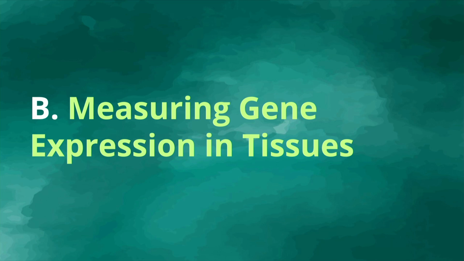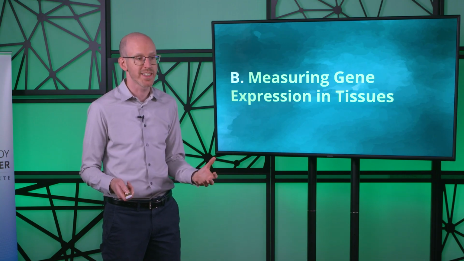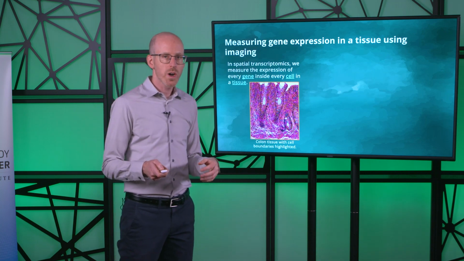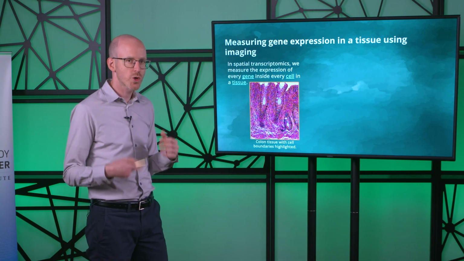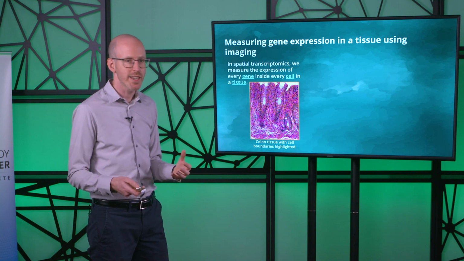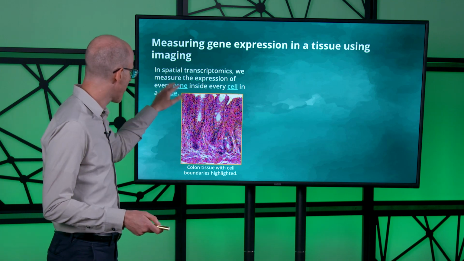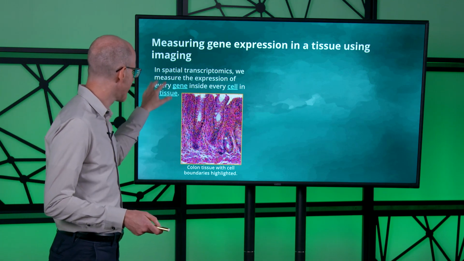Okay, so now that we've seen that gene expression programs are important in health and disease and can tell us a lot about what's going on in the tissue, let's talk about how we actually measure the genes in the tissues. So we're going to use a technology called spatial transcriptomics to measure gene expression in a tissue using imaging. So in spatial transcriptomics, we are measuring the expression of every gene inside every cell in a tissue.